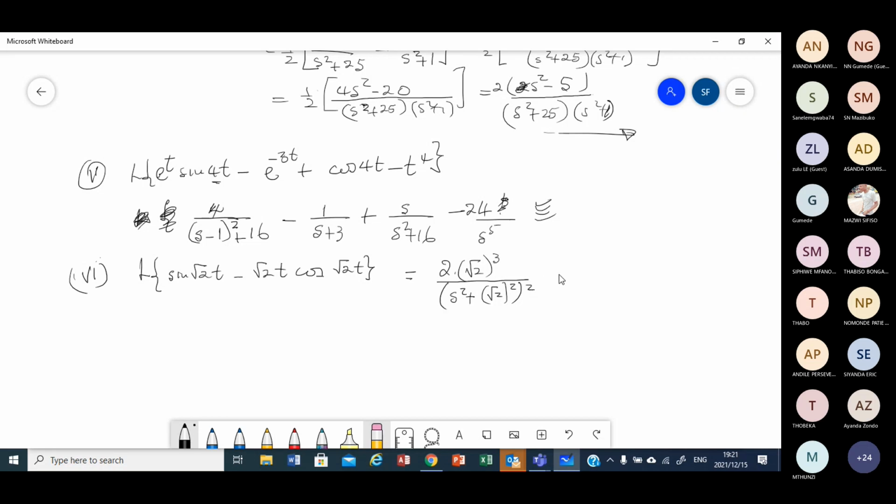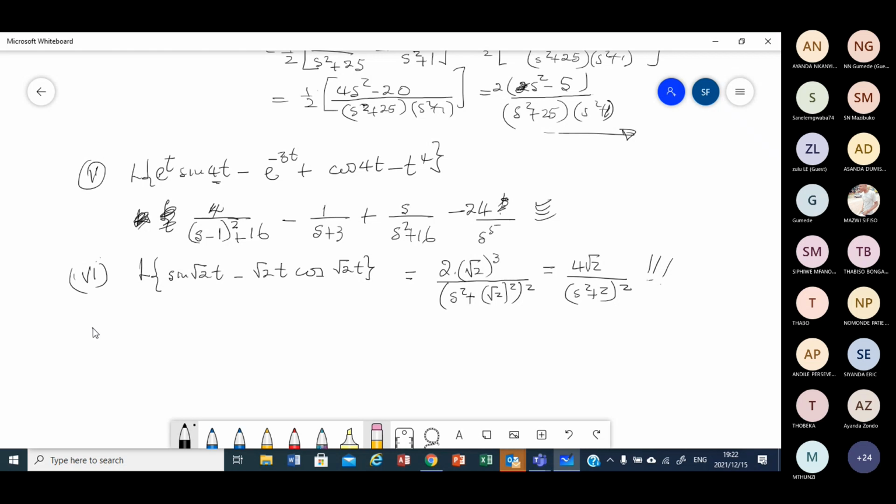I hope we are all there. When you simplify that, square root of 3 times square root of 3 times square root of 3 is 2 square root 2. So 2 square root 2 times 2 is 4 square root 2, all over s squared, where square root of 2 squared is 2, all squared. That is your answer there.